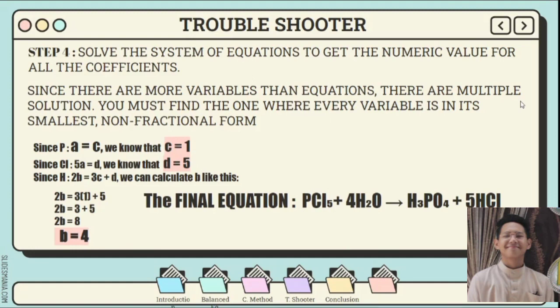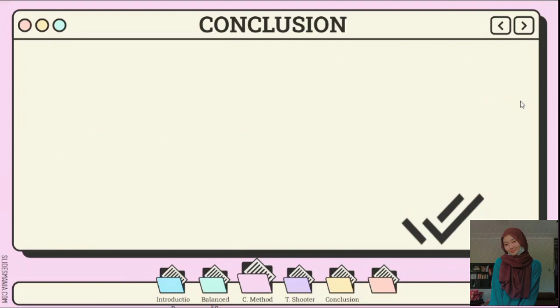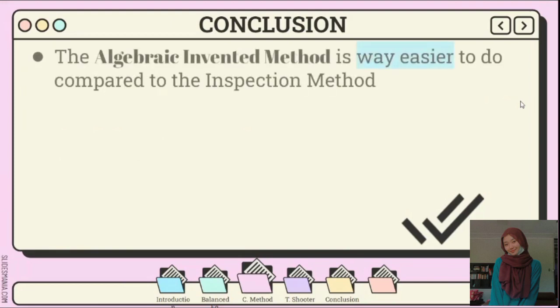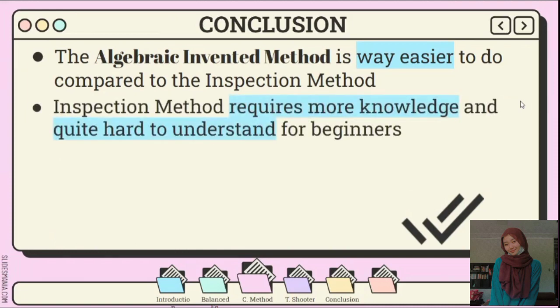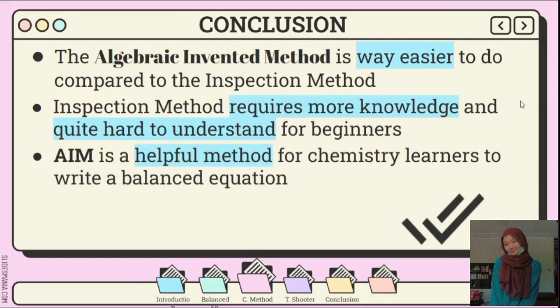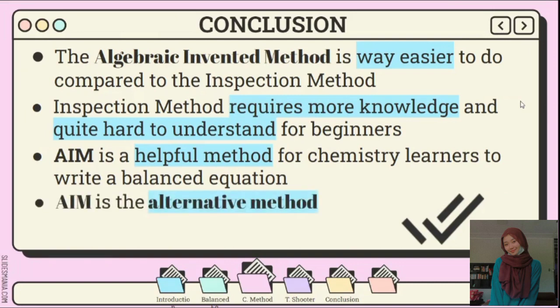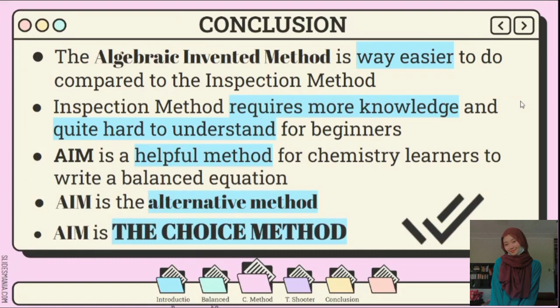The final equation that you will get is PCl5 plus 4H2O becomes H3PO4 plus 5HCl. So, in conclusion from our project, the algebraic invented method is way easier to do compared to the inspection method. This is because the inspection method requires more knowledge and is quite hard to understand for beginners. Therefore, AIM is a helpful method for chemistry learners to write a balanced equation. Thus, AIM is the alternative method and AIM is the choice method.